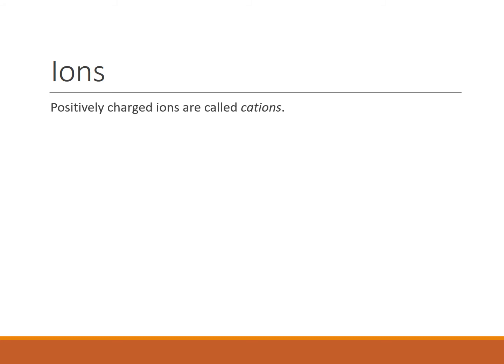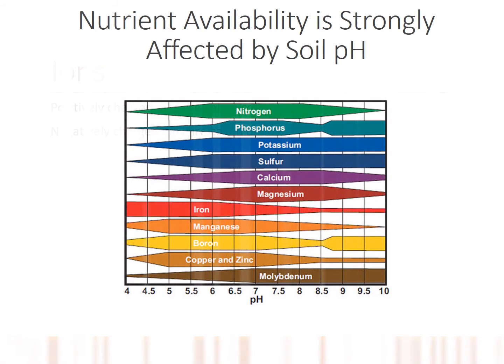When ions have a positive charge, we call them cations. When ions have a negative charge, we call those anions. As it turns out, the availability of nutrients, or these ions, is strongly affected by the soil pH. You can measure the pH of any soil, and what you see here is a graph that shows part of the pH scale. The full pH scale goes from 0 to 14, and we're looking at just a part of the scale between 4 and 10.